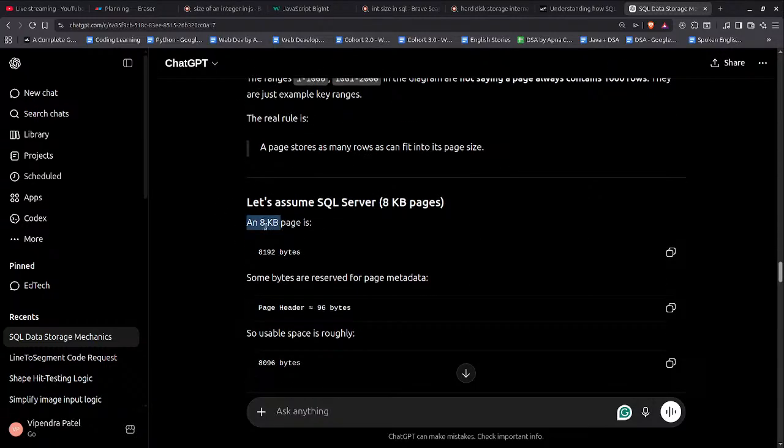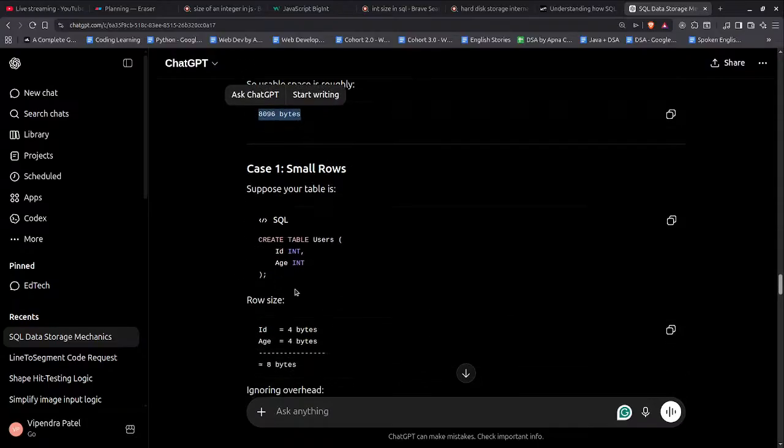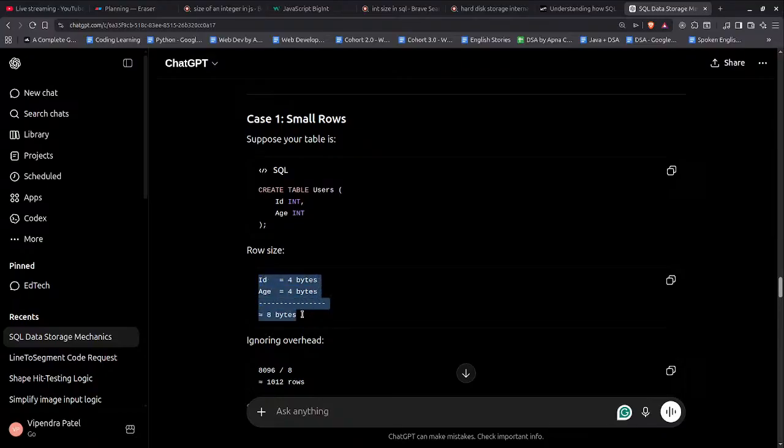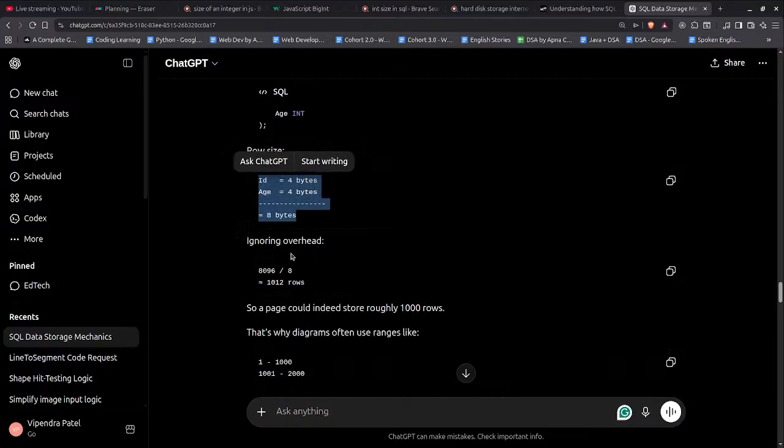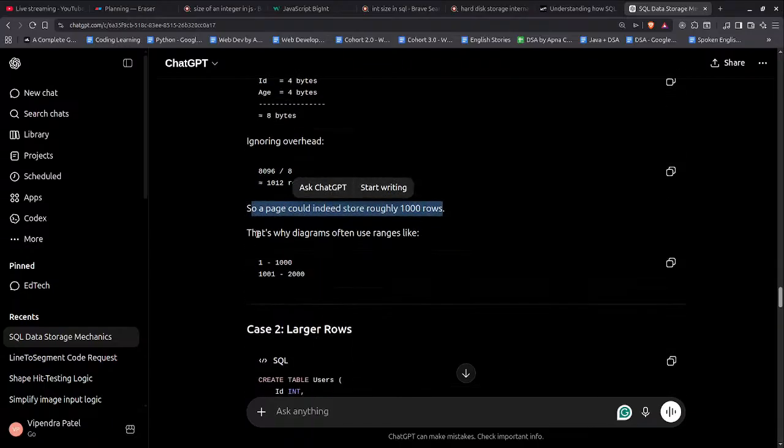Let's assume an 8 KB page is this many bytes. Some header is going to be there, so ultimately, roughly we have this much. A small case is going to be like this: row size is 4 bytes plus 4 bytes, ultimately 8 bytes, ignoring overhead. So with 10,000 rows, the page could indeed store roughly 1000 rows. That's why diagrams often use ranges like this, 1 to 1000.